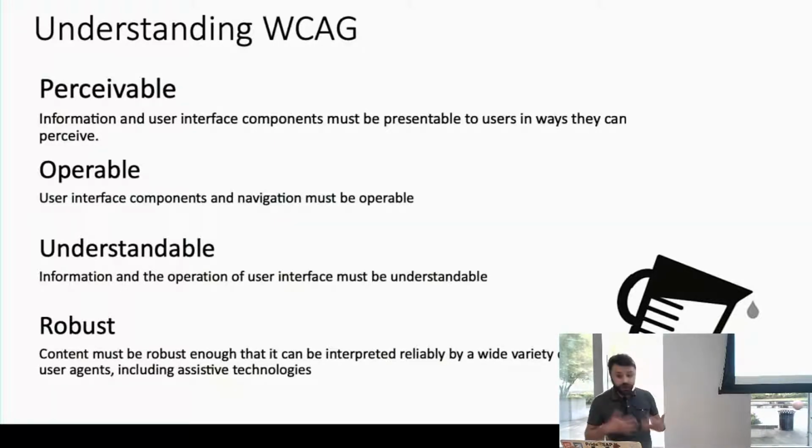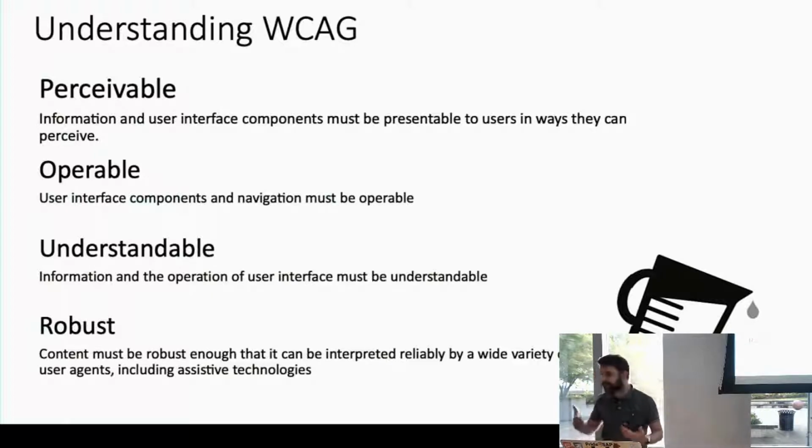Information should also be understandable. This really means you shouldn't be hiding things behind acronyms. You should be using clear, concise language as much as possible, as well as you should be labeling all of your components so that a user understands if they're in the first name field or they're in the last name field.